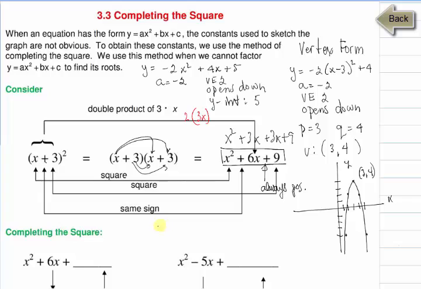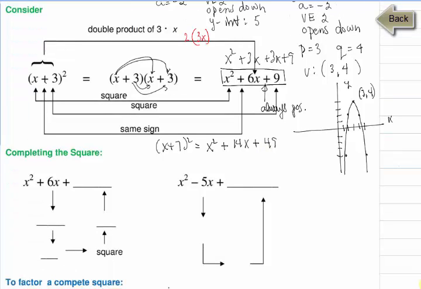So let's practice that on another one. Let's say you've got x plus 7 squared. So square the first term, x squared. Keep the sign, plus. Take the product of 7 and x, 7x, double it, 14x. Next sign is always positive, and then take the 7 and square it, and you get 49. So when you square x plus 7, you get x squared plus 14x plus 49. Okay, so let's take a look at the process of completing the square.